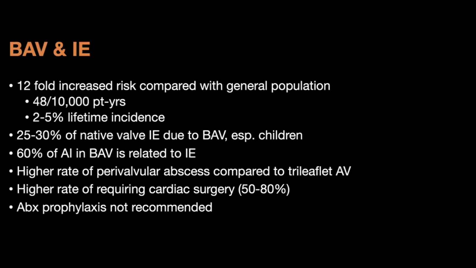So when it comes to bicuspid valve and infective endocarditis, patients with bicuspid aortic valve have about a 12-fold increased risk of developing endocarditis compared to the general population. The lifetime risk is about 2 to 5% for these patients, and 48 per 10,000, which again is much higher than about 4 per 10,000 in the general population. This is also very concerning, particularly in bicuspid valve for children who develop endocarditis. 60% of patients who develop AI in the context of bicuspid aortic valve, it's usually related to endocarditis.